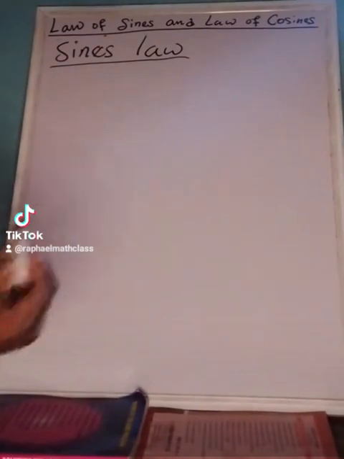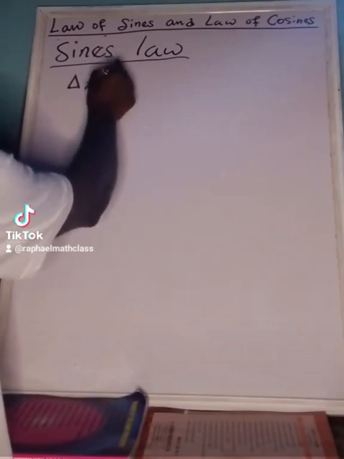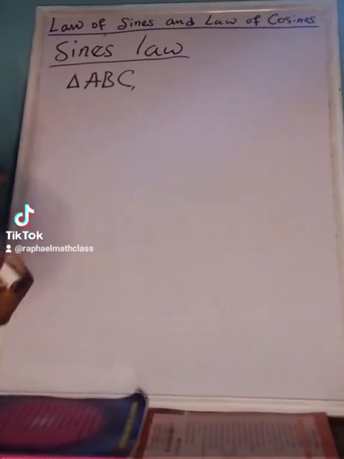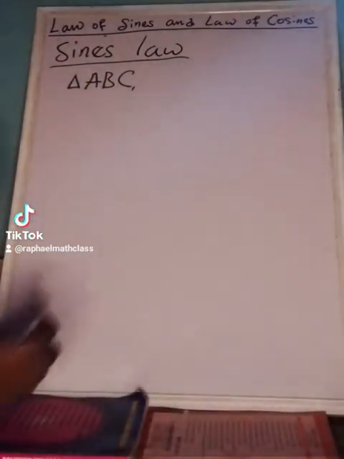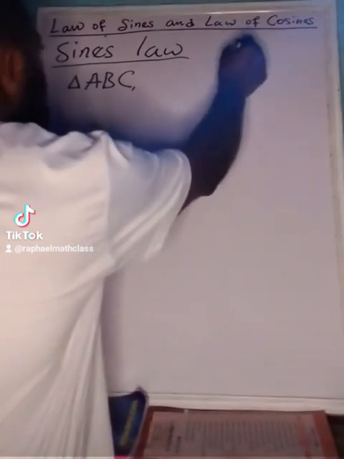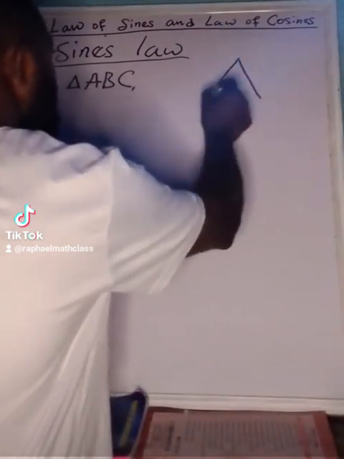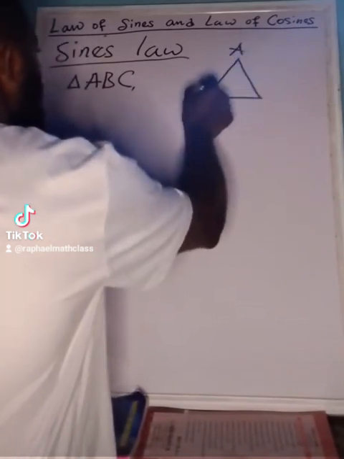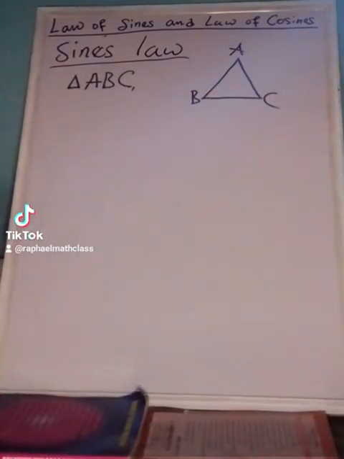Now, imagine a triangle. Imagine a triangle ABC. You understand? Imagine this kind of triangle, triangle ABC. Let me try to draw it here. Triangle ABC. This is A, this is B, this is C. Triangle ABC. You understand? Okay.